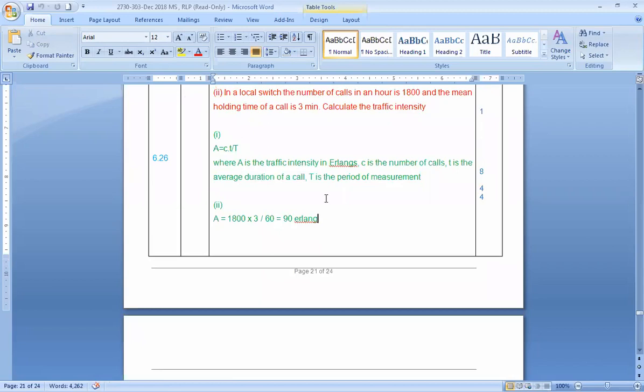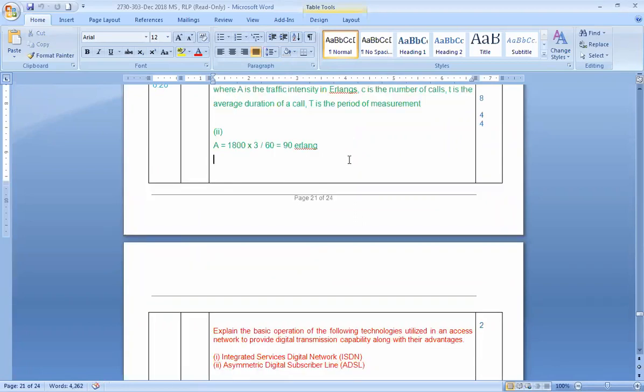The problem statement is: in a local switch, the number of calls in an hour is about 1800. So in 1 hour, we are getting about 1800 calls. And the holding time of a call is about 3 minutes. So the hold time is about 3 minutes. We have to calculate the traffic intensity of that. So just look at the formula and how we have substituted.